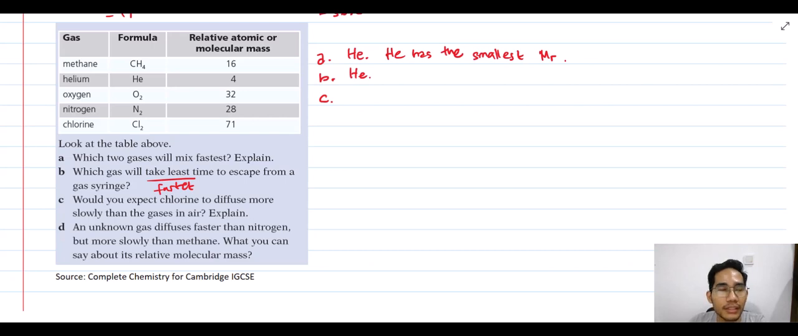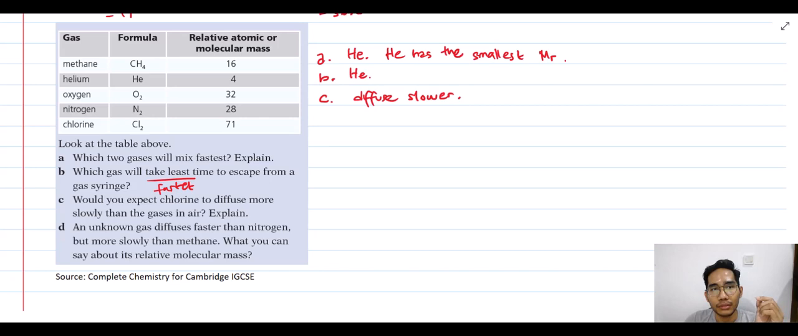Now, C. Would you expect chlorine to diffuse more slowly than gases in air? Explain. Now, chlorine has molecular mass of 71. From this data, would you expect that chlorine will diffuse more slowly or faster than gases in air? Okay, the answer is it will diffuse slower. Explain why. Why does this happen?